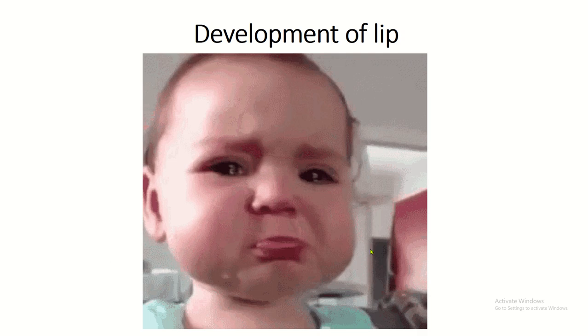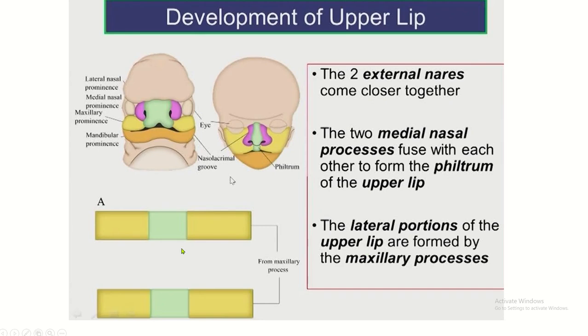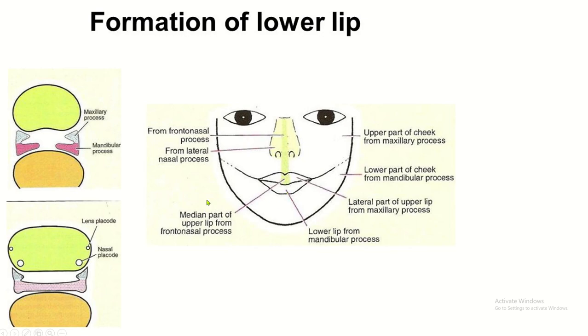The development of the lip. Upper lip, so the source of the upper lip is the middle portion intermaxillary segment and lateral portion maxillary prominence. The lower lip is completely developed from the mandibular prominence. You see, this is frontonasal prominence, maxillary prominence, and this is mandibular prominence, and the mandibular prominence fuse and form the lower lip and jaw.